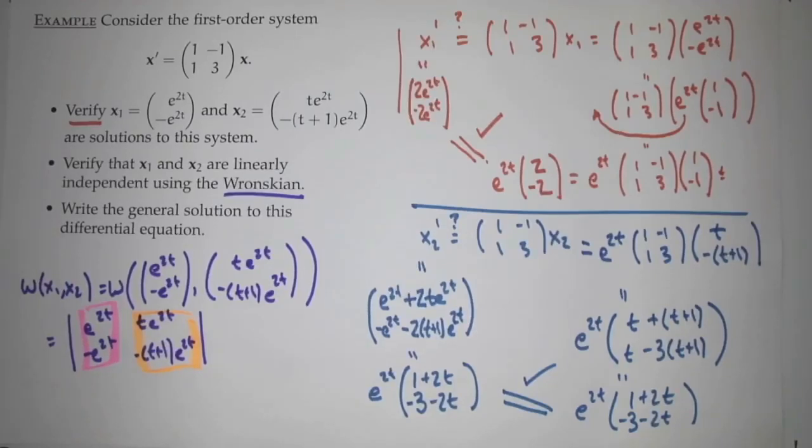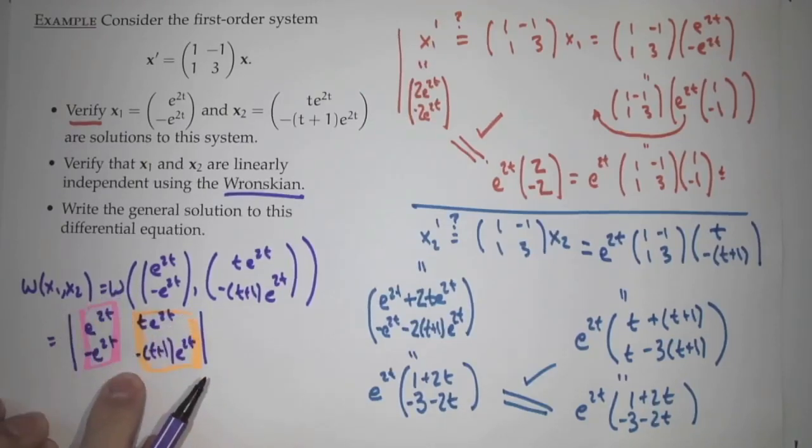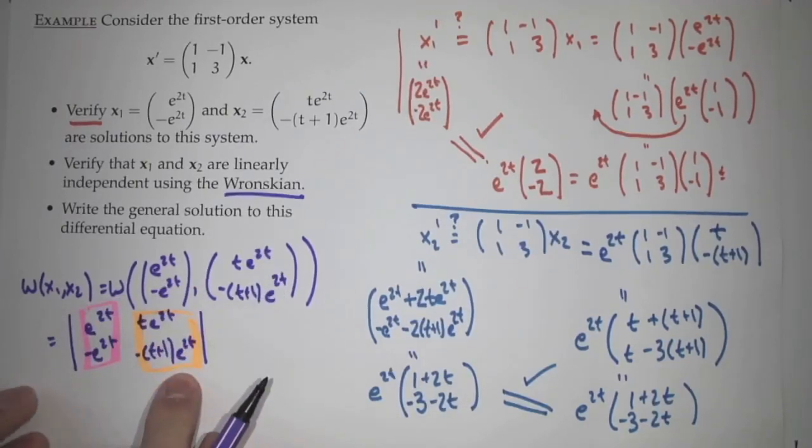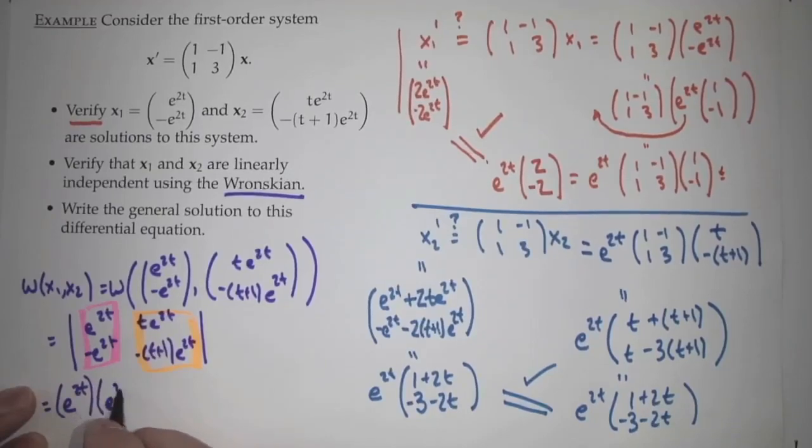And we see, in both cases, there's an e to the 2t in all the entries in the first column. There's an e to the 2t in all the entries in the second column. So we'll pull out an e to the 2t from the first and an e to the 2t from the second. So we're pulling out one column at a time. If it had been a matrix, I would only pull out a single e to the 2t because that would be a scaling factor. But this is different, it's a determinant, so be careful.